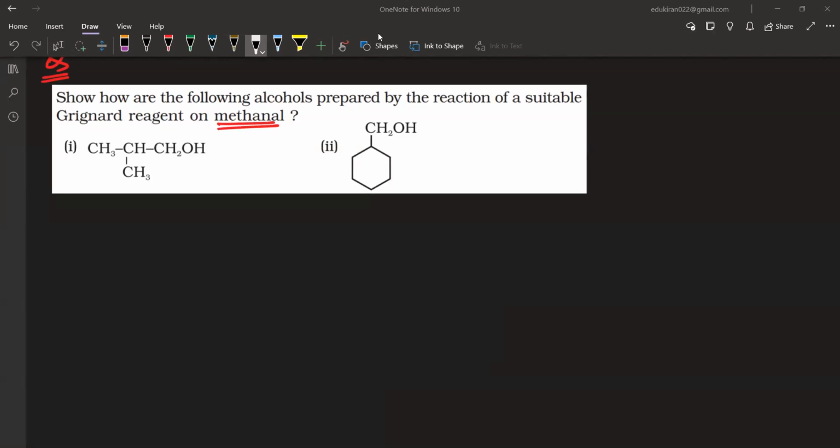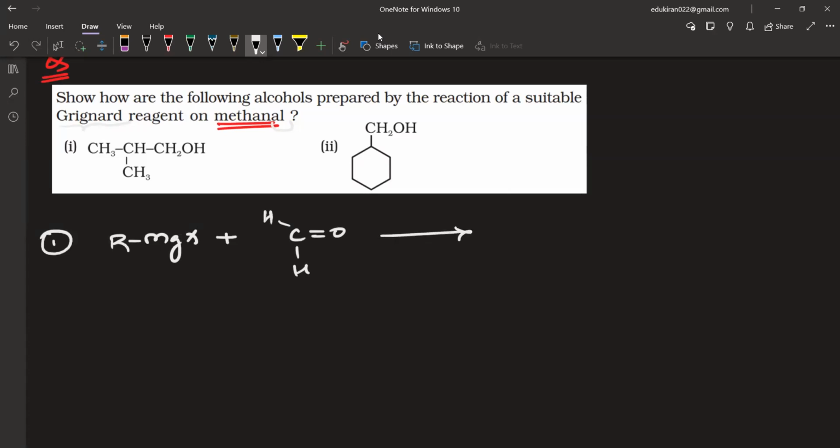They are asking for the suitable Grignard reagent जो इस्तेमाल होगा. Okay, what is the suitable Grignard reagent? So first of all you write, we have to use a Grignard reagent RMgX plus methanal, HCHO. What is methanal? Methanal is an aldehyde that contains only one carbon atom. So it is carbon double bond O, one hydrogen, and the other one is also hydrogen.